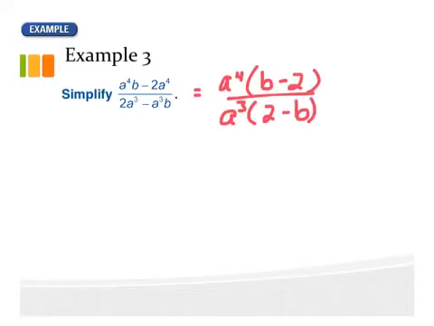Now, let's go ahead and take care of the a to the 4th over a to the 3rd. Of course, we know from last semester that when you're dividing the bases, you can subtract your exponents.